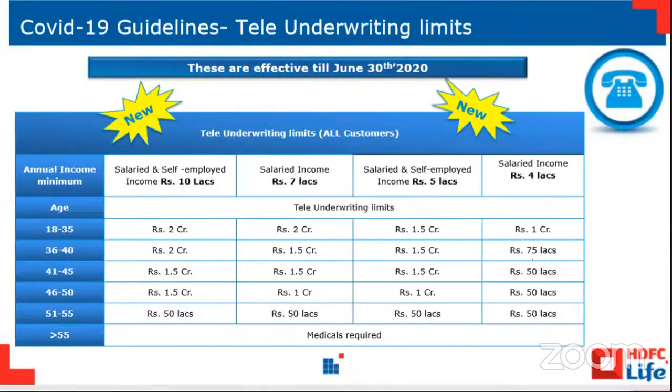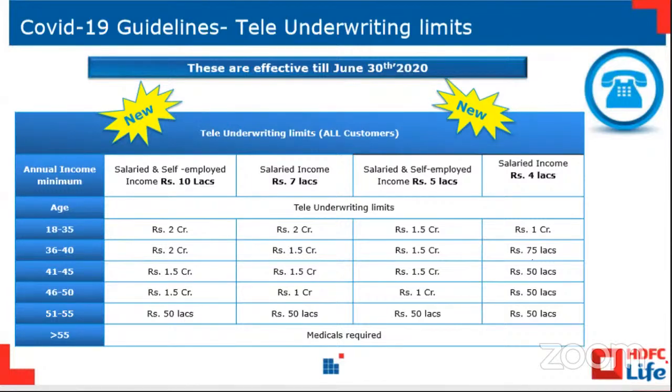So what are the tele underwriting guidelines? It is available if the profile is a salaried profile and income is a minimum of 4 lakhs. Then as per the age, what maximum limit is allowed is given in the table.